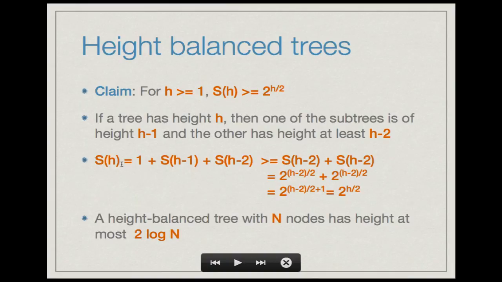Now, s of h in general is 1 plus s of h minus 1 plus s of h minus 2, which is greater than or equal to, this is a loose bound, s of h minus 2 plus s of h minus 2, which by induction hypothesis is 2 to the h minus 2 by 2 plus 2 to the h minus 2 by 2. This is nothing but twice 2 to the h minus 2 by 2, which is 2 to the h minus 2 by 2 plus 1. This simplifies to h by 2. So overall we have s of h is greater than or equal to 2 to the h by 2. Therefore, a height balanced tree with n nodes has height at most twice log n.